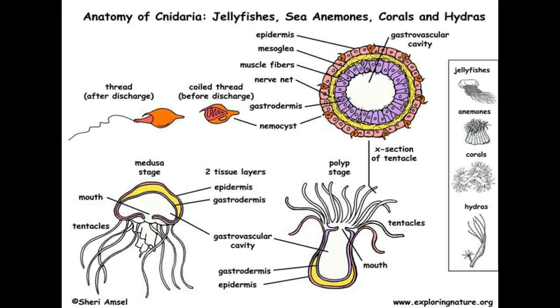Now, Cnidaria, jellyfish, sea anemone, corals, and hydras, all of these, now we don't have to really know how to break these down and what all the different pieces of them are. I just wanted you to see some side views of them. A cross section is what they call this, so that you could see how they're made up.